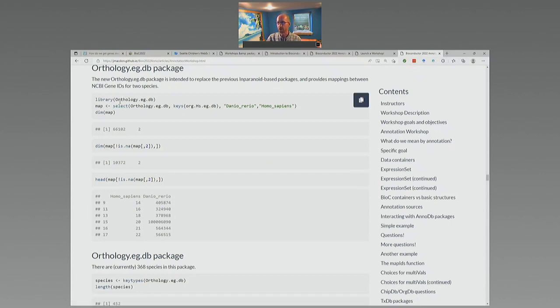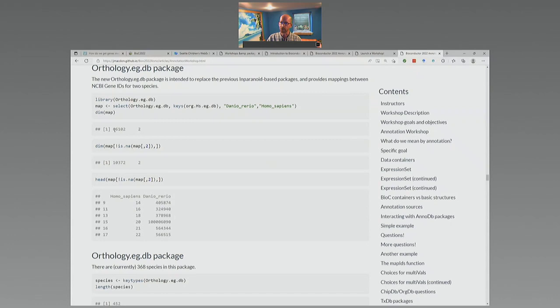So with this orthology package, you can do that, and it uses select just like all these other ones do. And so it's just the same thing. So orthology is the name of the package. And then here I'm just getting the keys out of the human database. So I'm getting all of the Entrez gene IDs for Homo sapiens. And I'm saying I want zebrafish. So I'm trying to map all of the human gene IDs to zebrafish.